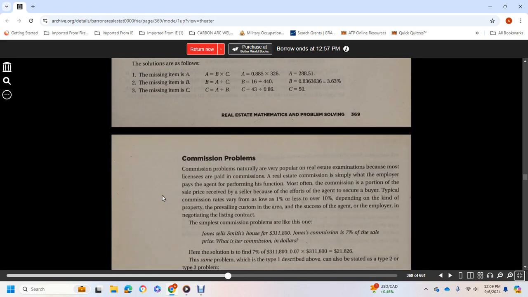Commission problems are naturally very popular on real estate exams because licensees are paid commission. A real estate commission is simply a fee the employer pays to the agent for performing the function. Most often the commission is a portion of the sales price received by the seller because of the efforts of the agent in sourcing a buyer. Typically, the commission rate varies from as low as 1% or less to over 10%, depending on the kind of property, custom in the area, and the success of the agent and employer in the negotiation and listing of the contract.